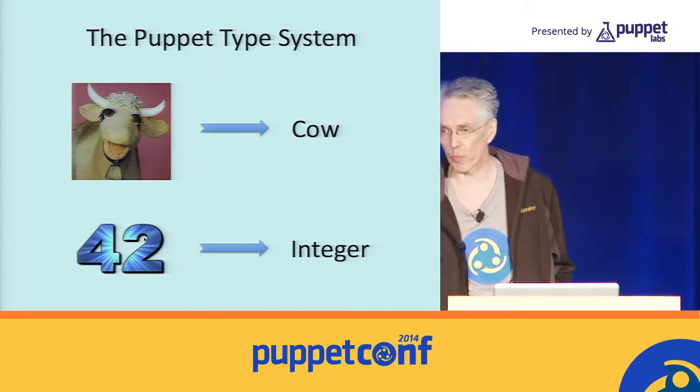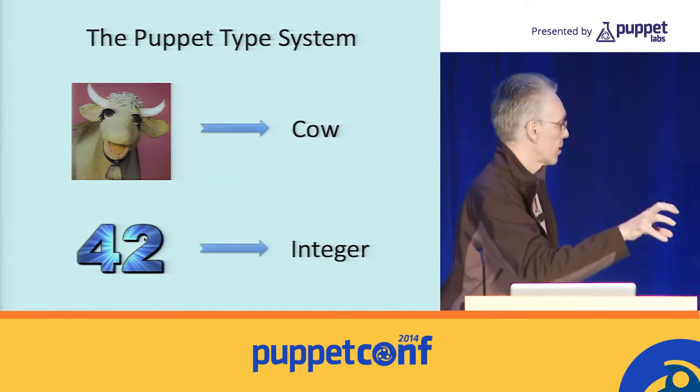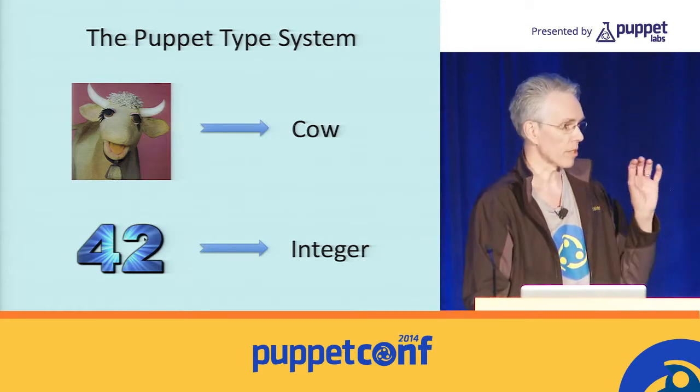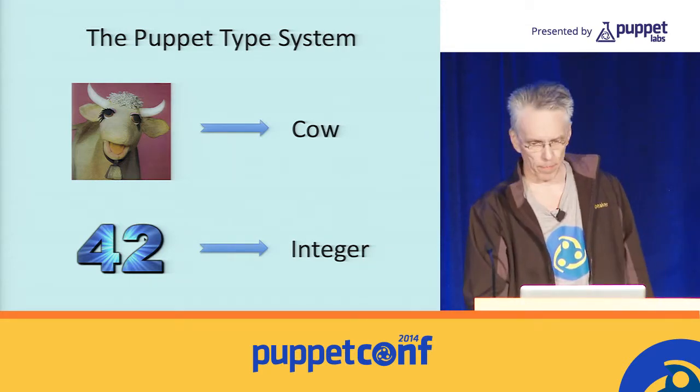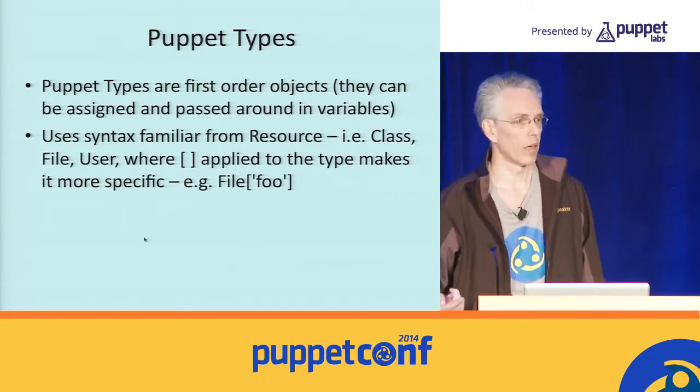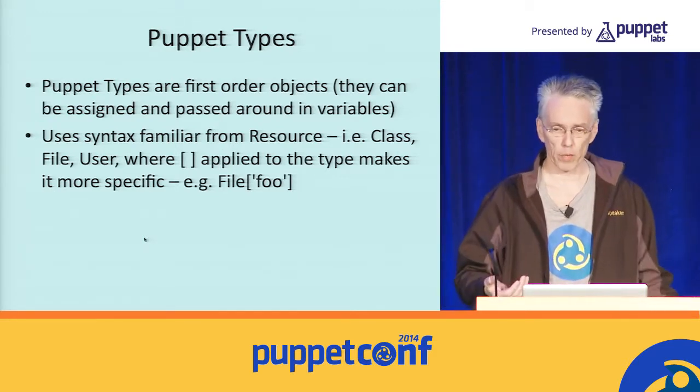It's sort of like regular expressions applied to some data that it sees, and then it can say, all right, that is this type. It is this abstraction, and we've given it a name. So now Puppet types are first-order objects. They can be assigned to a variable, passed around.